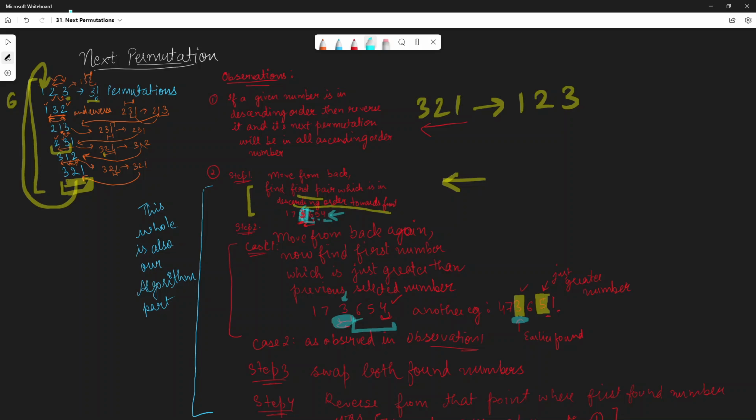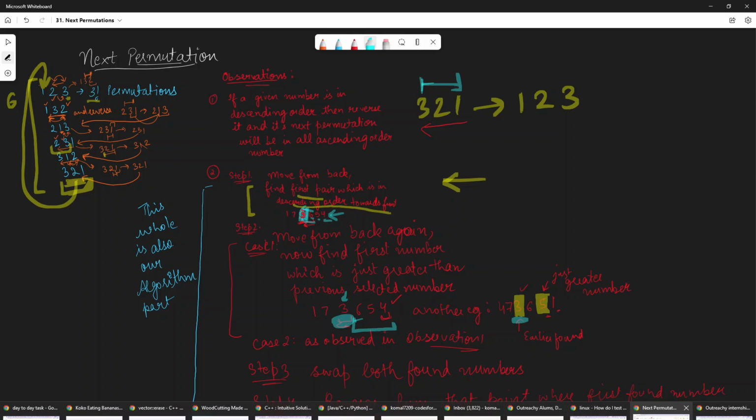And in this reversing case, this also covers observation 1, because when we are not able to find any such index, then it will reverse from this only, right? So in that case, this case is also considered. It will reverse this one also. So after this explanation, let me walk you through the code.